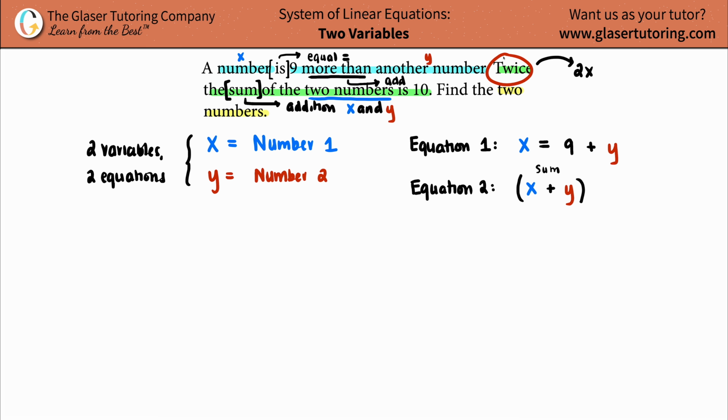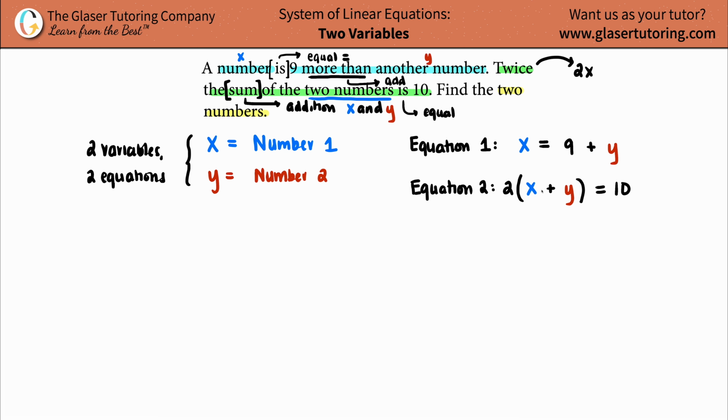And we're going to multiply it 2 times. So maybe I'll put a 2 in front, right? And there's that word "is" again. Keep in mind that "is" means just equal to. So this 2 times the sum equals 10. And now you've got yourself 2 equations.